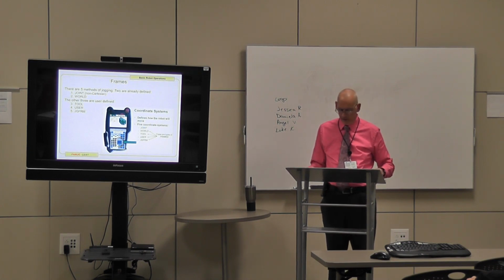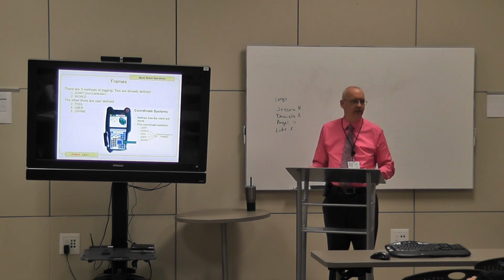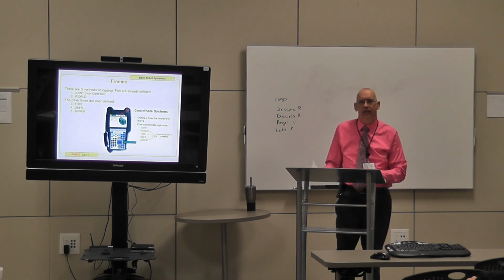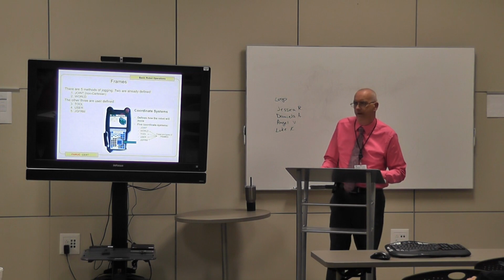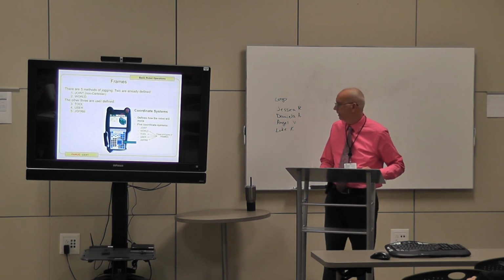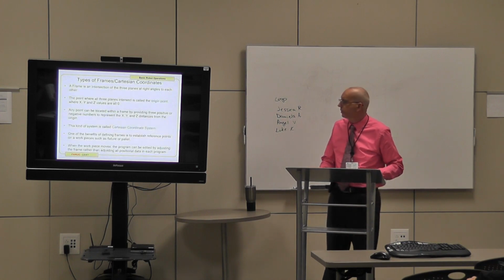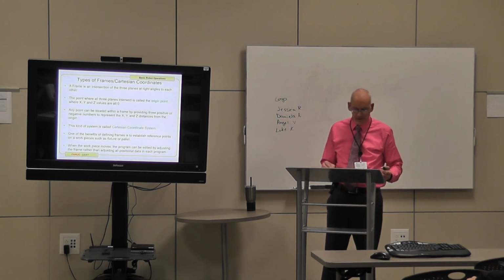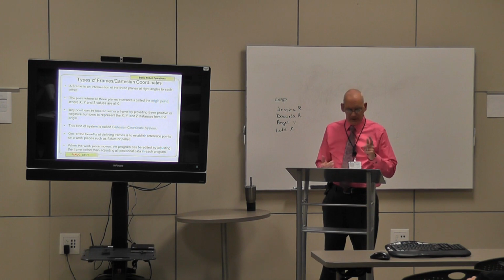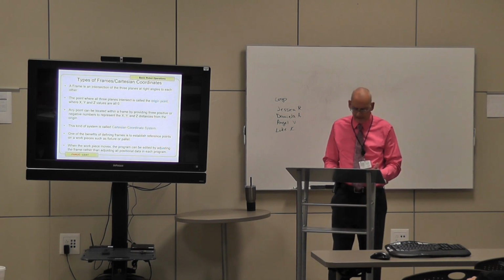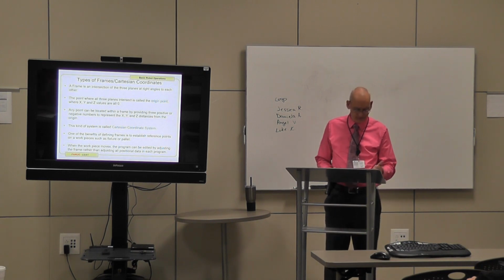Okay? Now we're going to talk about 3 other ones, and only focus on 2. We're going to talk about the tool frame, and we're going to talk about the user frame. And the other one that we can use is called the jog frame. I'm not going to focus on jog frame at this moment, but we will discuss it later in another lesson. So the types of frames and Cartesian coordinates, this is some information about it. A frame is an intersection of the three planes at right angles to each other.